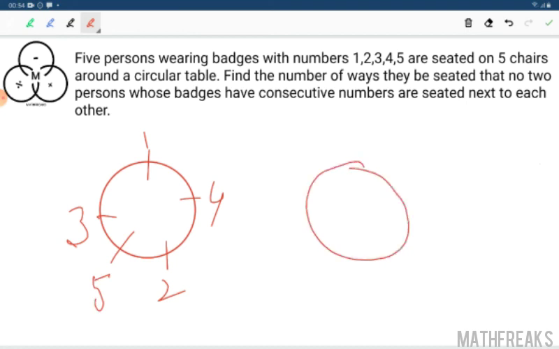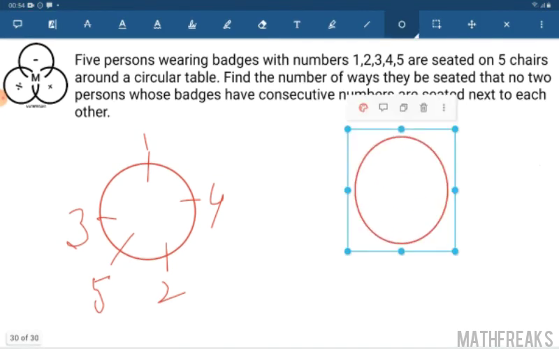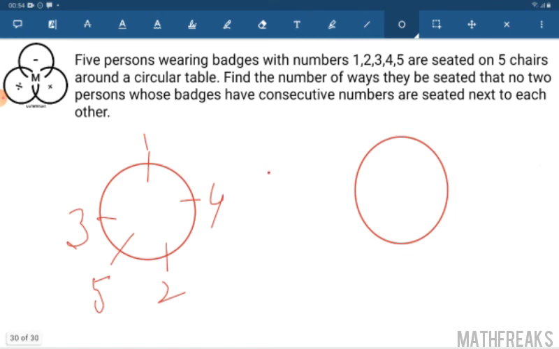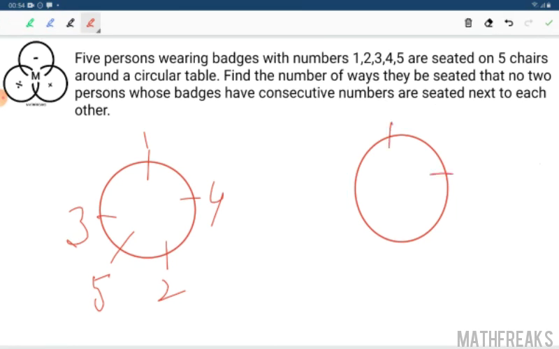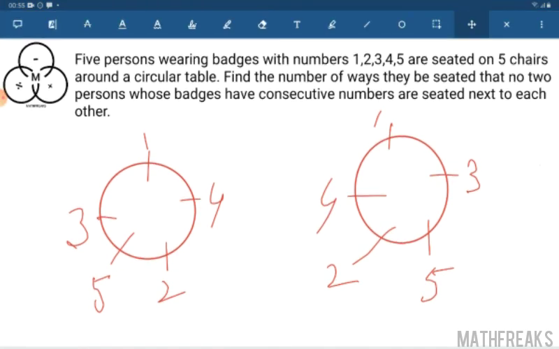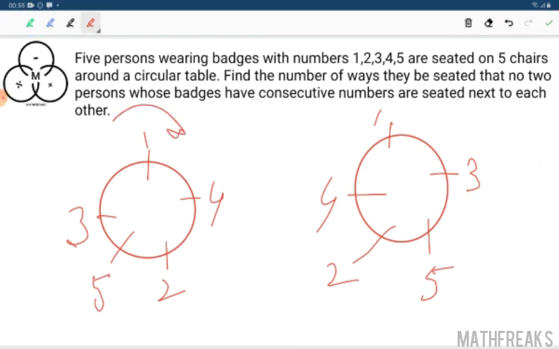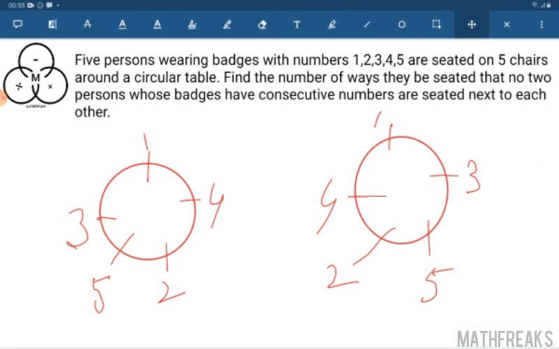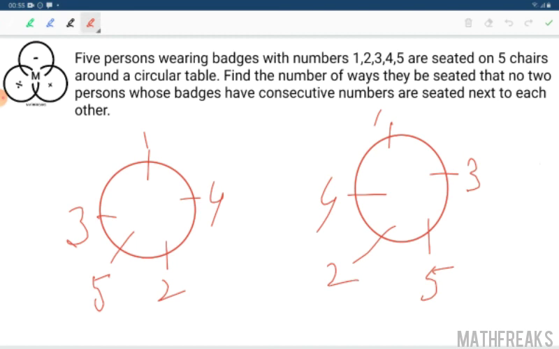Another arrangement. 1, 2, 3, 4, 5. This time 2 is here. Then 3 can be here easily, 5 is here, 4 is here. So the answer is 2. Because if we just rotate this, we will get arrangements, but these are not different because it is not mentioned in the question. So our answer will be 2.